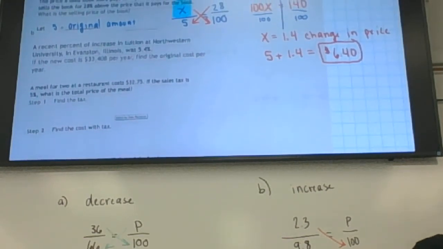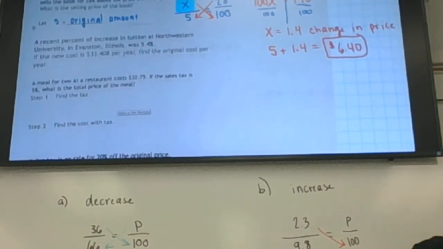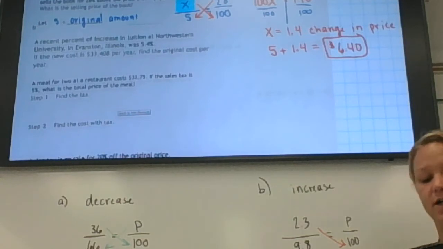All right, go ahead, read the next one. Try to set it up correctly. Percent increase at Northwestern University was 5.4%. The new cost is $33,408. Find the original cost.